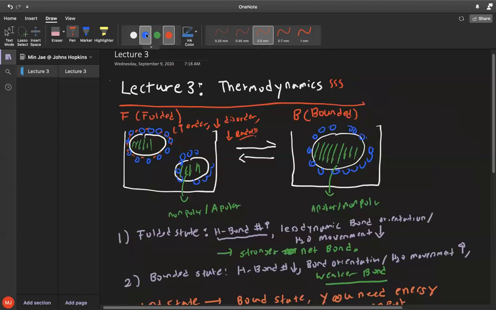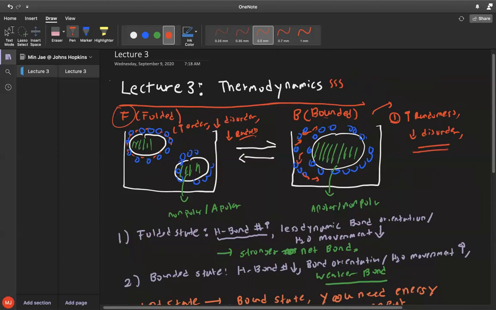Now, if you look at the bound state, there's actually a lot of water that floats around, and so we're looking at water that has more movement compared to what you see in this folded state over here. So in this case, at least for the water part, we said there's an increase in randomness, thus an increase in disorder.